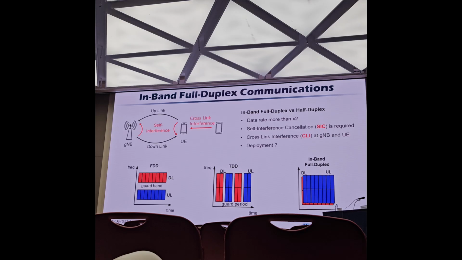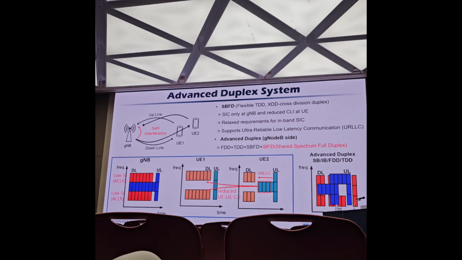More importantly, we can do some kind of cancellation, but there is cross-link interference because another UE affects this UE with interference. So we cannot have cancellation for this. This is one of the reasons we cannot have deployment of this in practical systems. So they propose a new system, which is sub-band duplex, for 6G standardization.